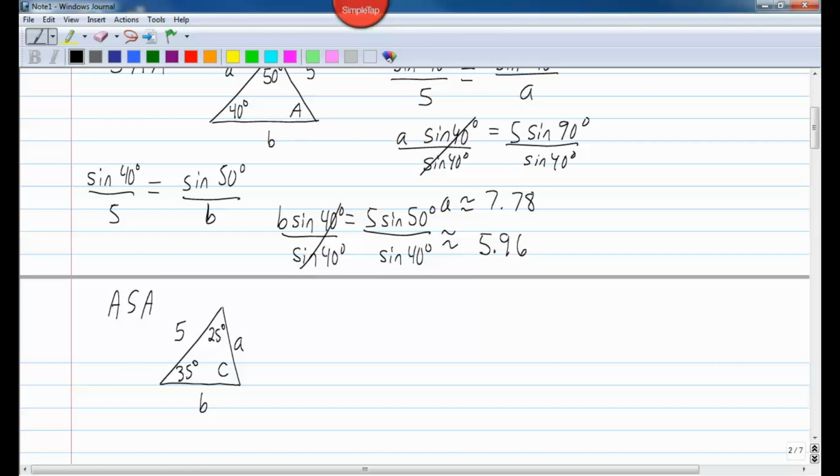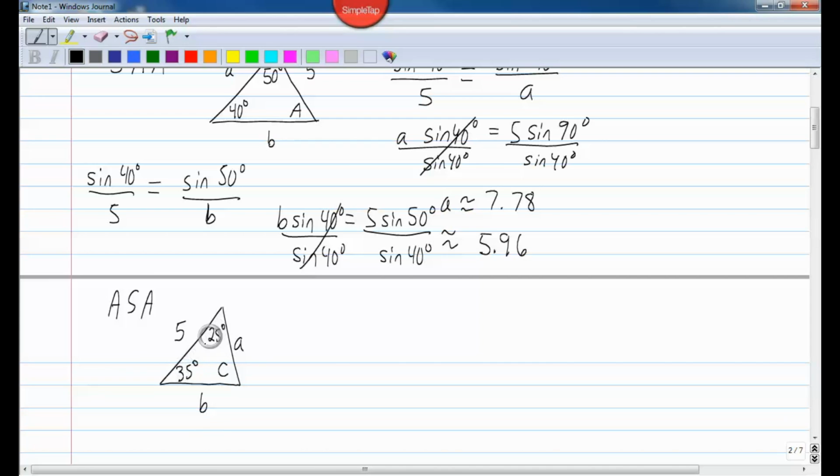Again, it doesn't matter where your angles or where your sides are as long as they correspond, meaning angle A is always across from side A, angle B is always across from side B, and angle C is always across from side C. So now, when we first look at this angle side angle triangle, what we want to find is a corresponding side and angle. If we don't have that, we can't use the law of sines.